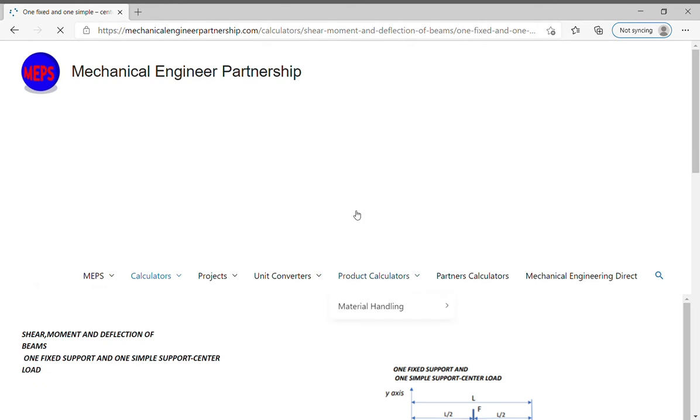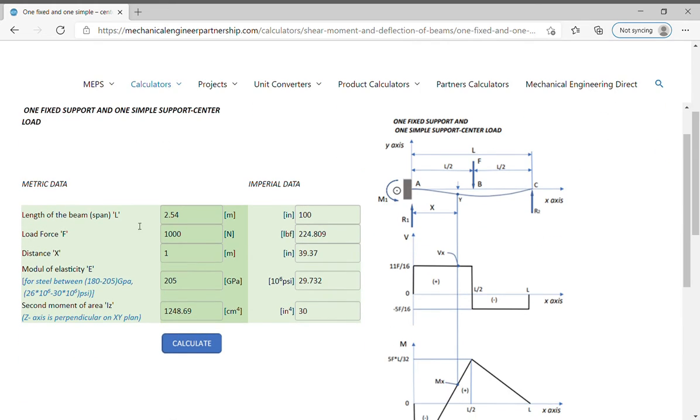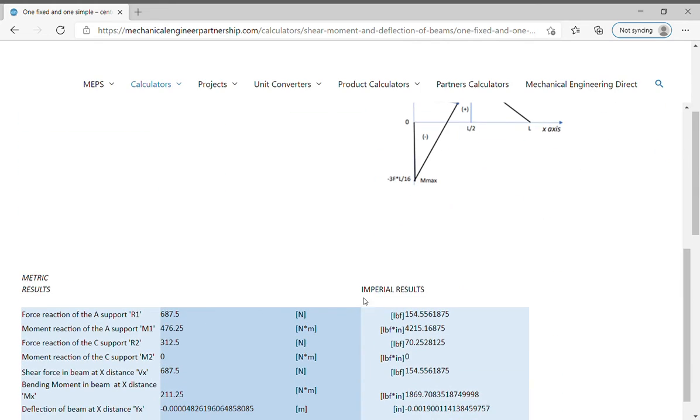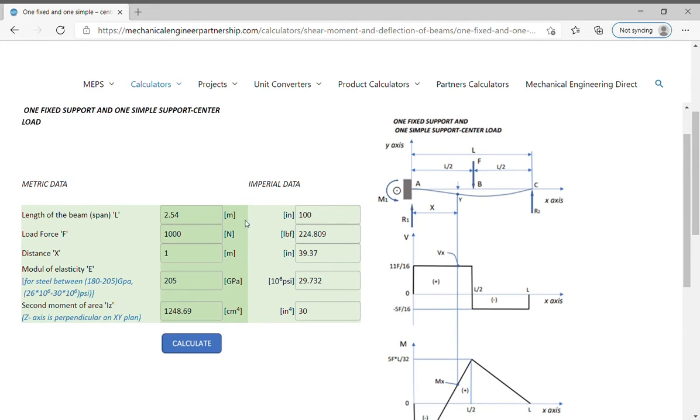On the left side is the data, metric and imperial units, and in blue color we obtain the results in metric, respectively imperial units. The data are the following dimensions: the length L of the beam, in meters or inches; force F, in Newton or pound force, and in absolute value, the results are positive or negative related to the sign convention; X, distance in meters or inches. In this calculation we have the XY plane as in the figure, and the Z-axis perpendicular to the XY plane.